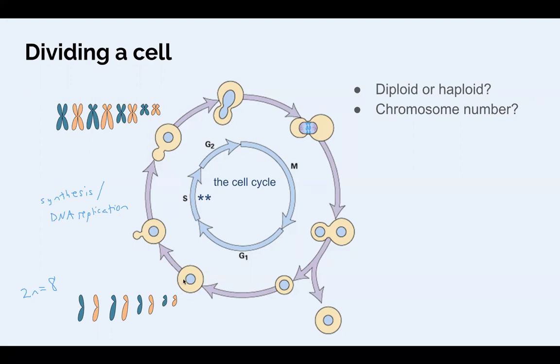So one question that always throws people is, what is the chromosome number after synthesis? So we started with 2N is 8, and now we've got 1, 2, 3, 4, 5, 8. So after DNA replication, the chromosome number is still 8. So we have 1 pair, 2 pairs, 3 pairs, 4 pairs, 1 pair, 2 pairs, 3 pairs, 4 pairs. It's the same number of chromosomes. And the difference is that each of these chromosomes has 2 halves.